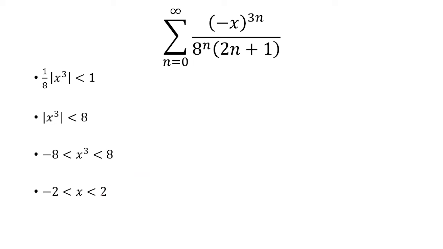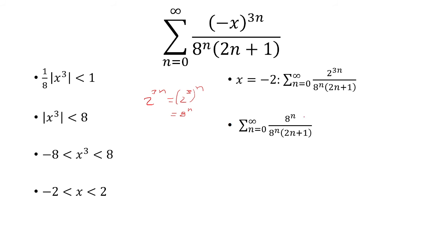And now it's just a matter of testing the endpoints. So if I let x equal negative 2, I plug it into the original problem here. So instead of negative x, that becomes positive 2, and then raised to 3n. Now, whenever you have 2 to 3n, I can rewrite this as 2 cubed raised to the nth power, which is 8 to the nth power. And now that's going to cancel with this 8 to the n. And we know the sum of 1 over 2n plus 1 diverges because of the p-test.